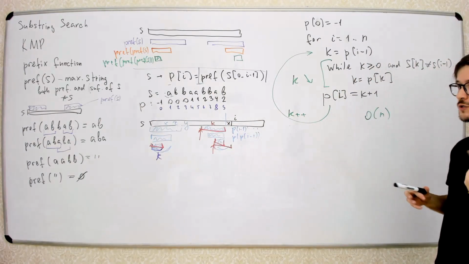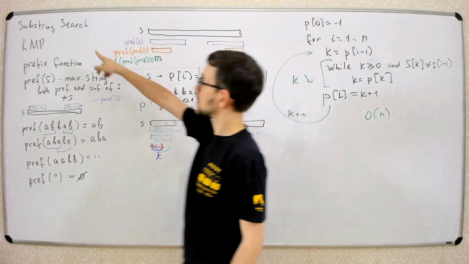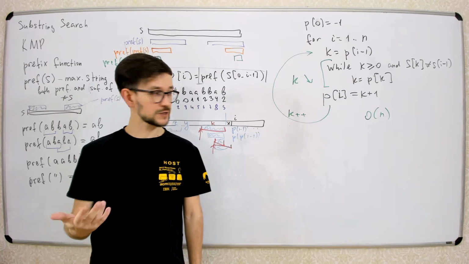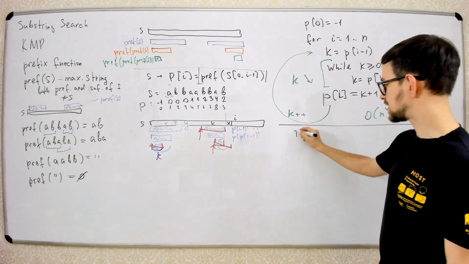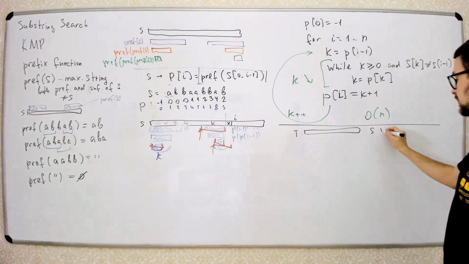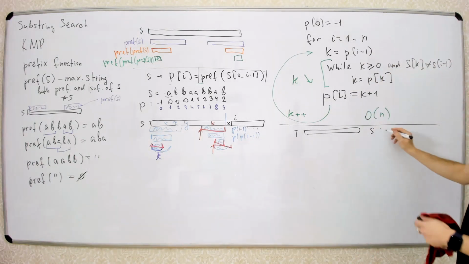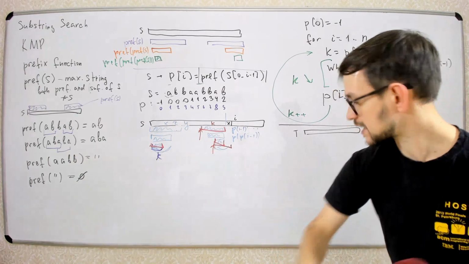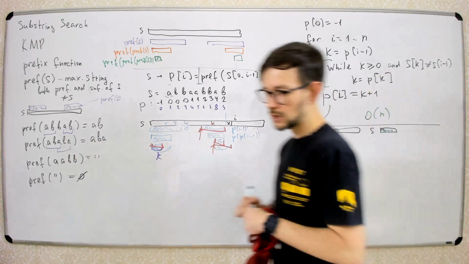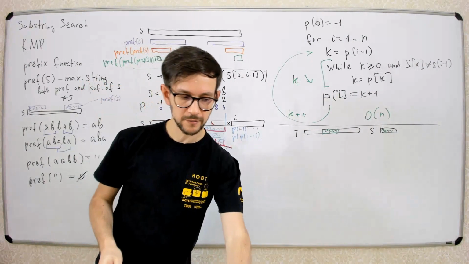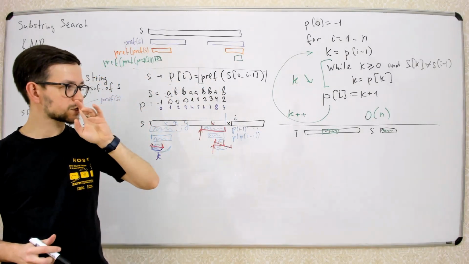Now, how to use this algorithm? We forgot about the problem we're solving. We tried to solve the problem of substring search. So how to apply this algorithm to find the substrings? The easiest way to do it: again, we have this text, and we have a string. Let's make it smaller. So we have a text and we have a string, and we need to find some substring here equal to S. So how to do it using the KMP algorithm? The easiest way to do it is just like this.